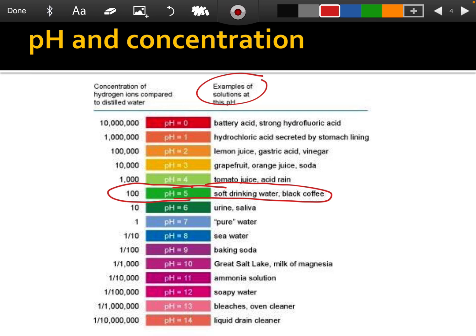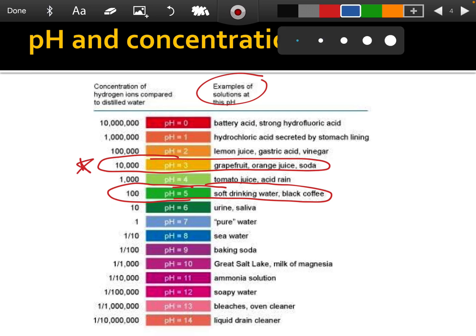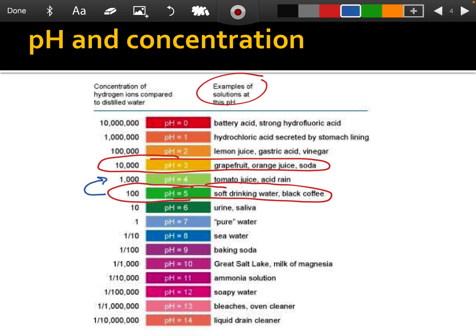So if you have a substance with a pH of 5, like coffee or drinking water, so that would be like tap water, and you're comparing it to something with a pH of 3, which would be like orange juice or soda, the substance with a pH of 3 is going to be 100 times more acidic than the substance with a pH of 5. So when you look at this chart, every step up you go in pH is 10 times greater.